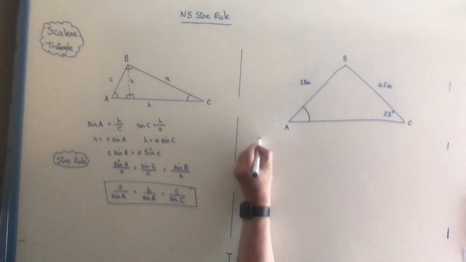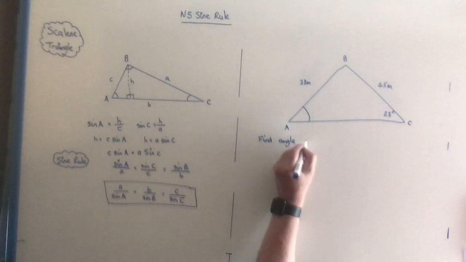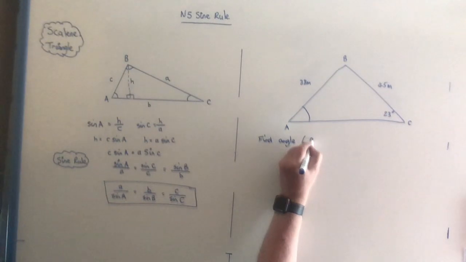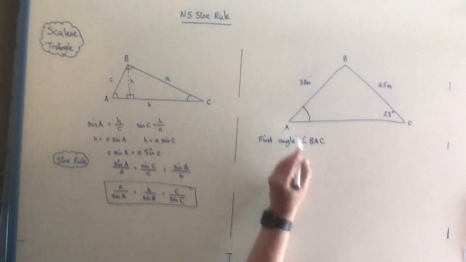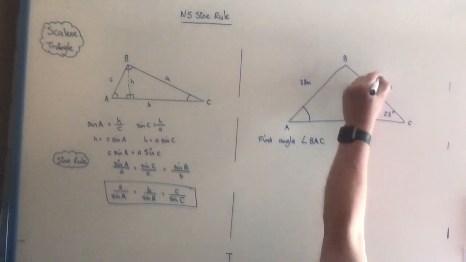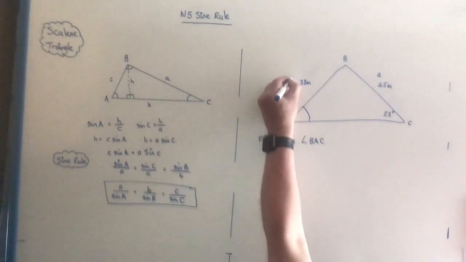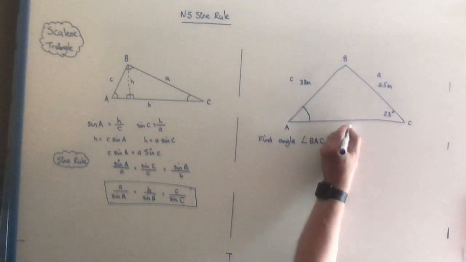Okay, so let's find angle A. We'll call it angle BAC, which is that angle at A here. Okay, so as we always do, label the triangle. So this is small a over here. Opposite C is small c, and opposite B is small b.